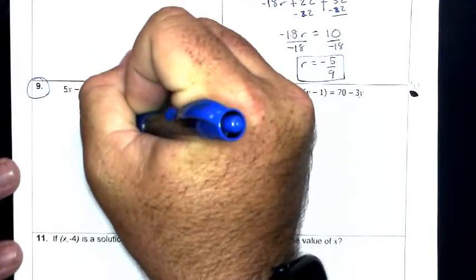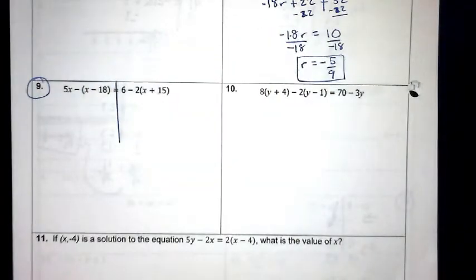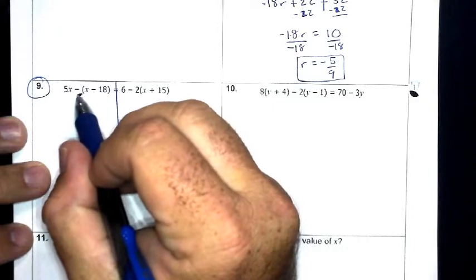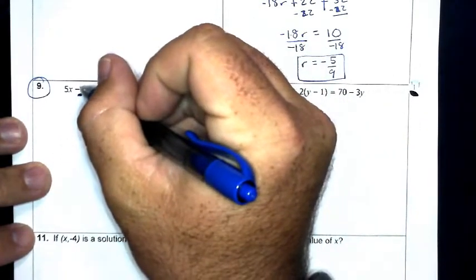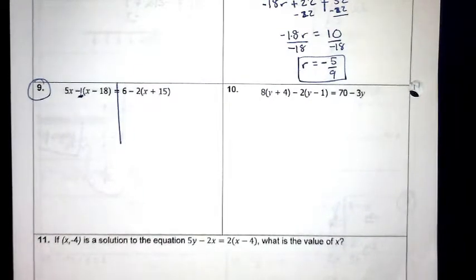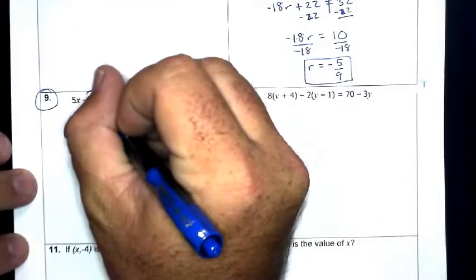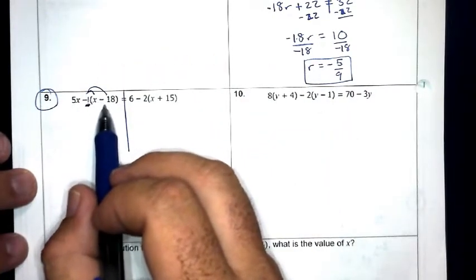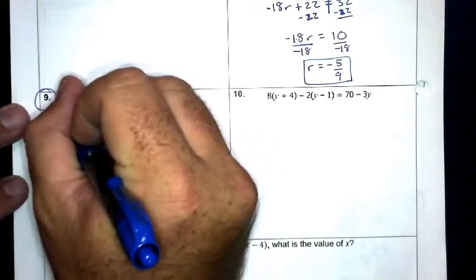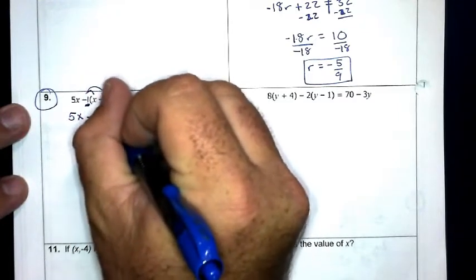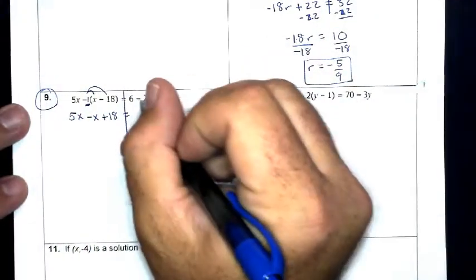All right. I need to distribute. However, what am I missing right here? A 1. Okay, because there's a negative sign. I'm missing a 1. So I need to make sure I am distributing said -1 to everything. Basically, it's telling you, hey, change everything in the parentheses to its opposite. All right, so I have 5x minus x plus 18. Okay, then same thing over here. I have a -2 that I need to distribute. So that gives me 6 minus 2x minus 30.